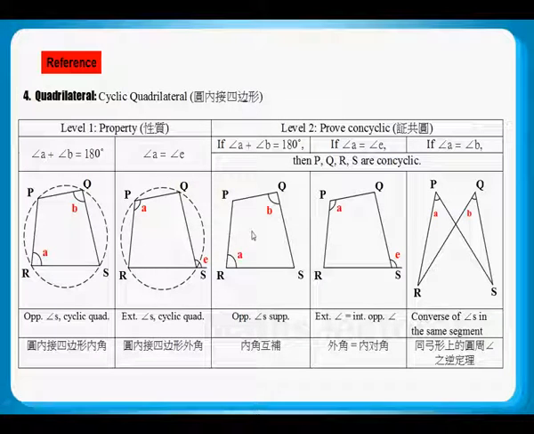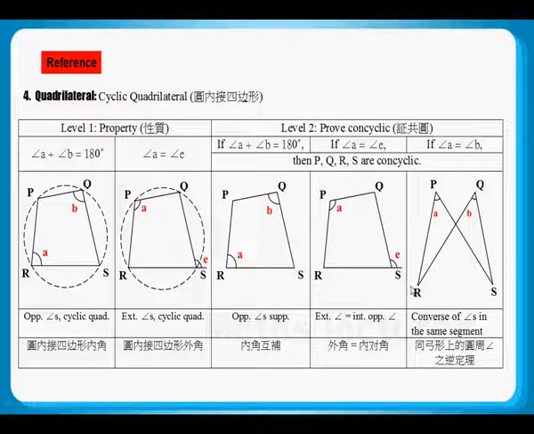On the other hand, if we have a quadrilateral and we find a pair of opposite angles adding up to 180 degrees, then we have 4 circumference points, and we prove concyclic. This is the same idea as exterior angle equals interior opposite angle. For the converse of angles in the same segment, as I said, for an angle at the circumference, we have to use 3 circumference points.